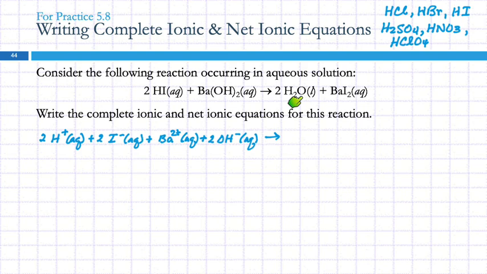Over here on the product side, this is water. This is a liquid. Solids, liquids, and gases, you just copy them down. You don't do anything to them. So this one just can be H2O, liquid. And then here we have another aqueous ionic compound that we need to separate into ions. So that's going to be barium ion and 2 iodide ions.